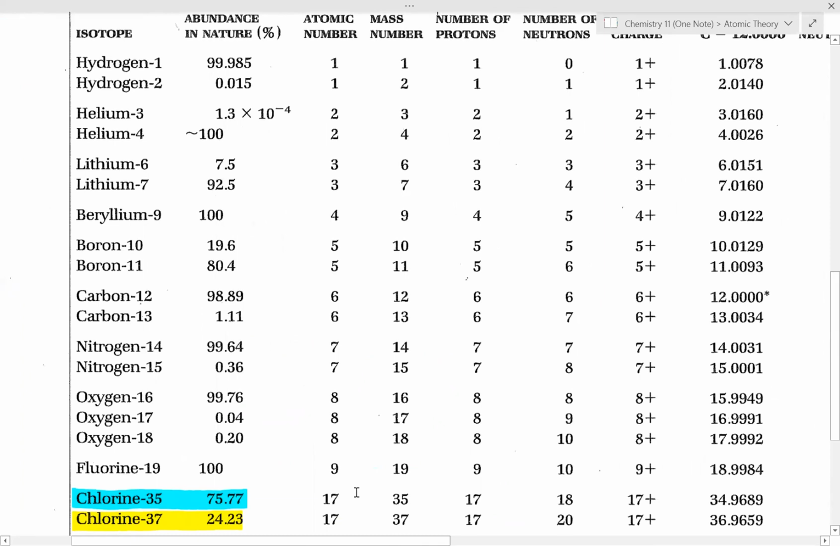So there's approximately 75.77% of chlorine-35 in nature and about 24.23% of chlorine-37 in nature. So when we calculate the atomic masses, we have to take all of them into consideration.